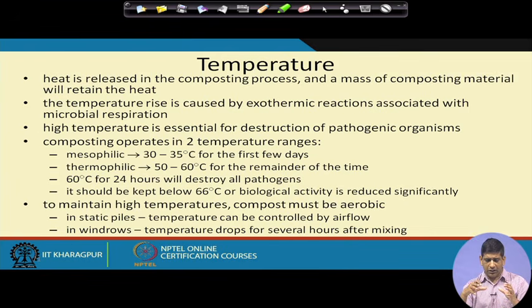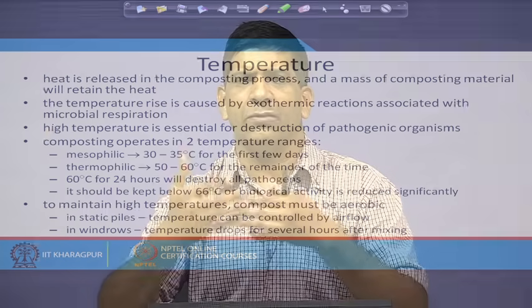To maintain the high temperature, the compost can be controlled by airflow. In static piles, temperature is controlled by airflow. In the windrow, the temperature does drop for several hours after mixing, and then it picks up again, because heat is also produced as part of the reaction process.